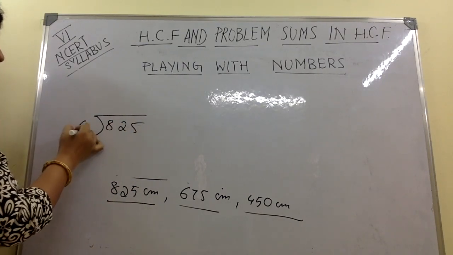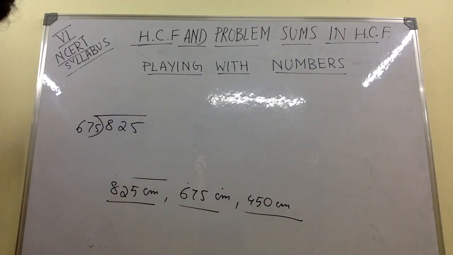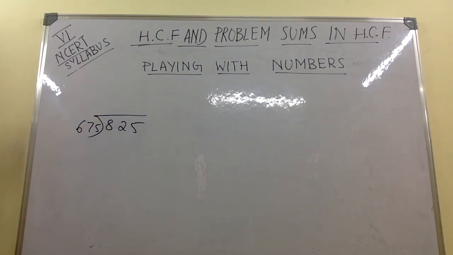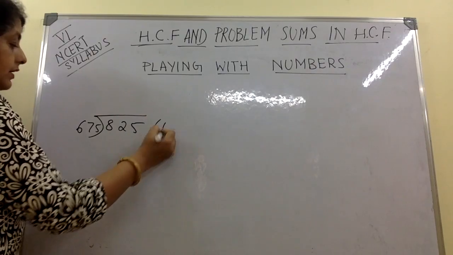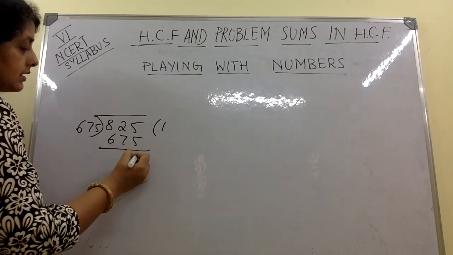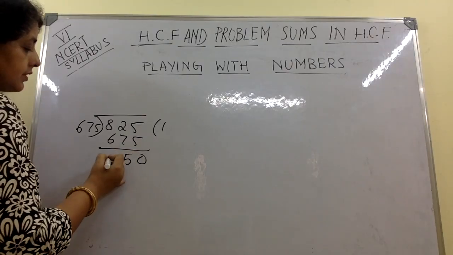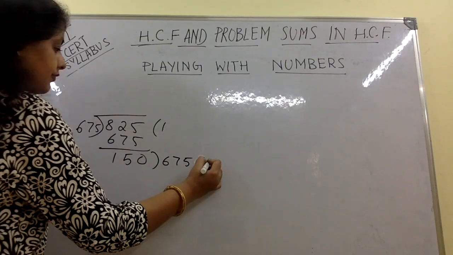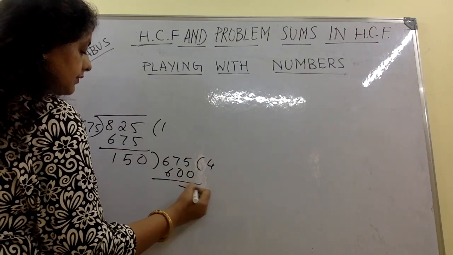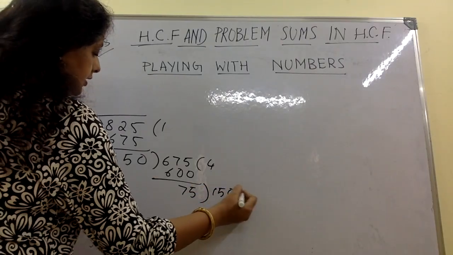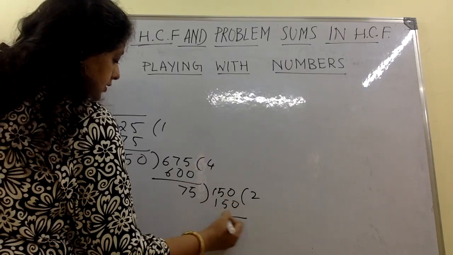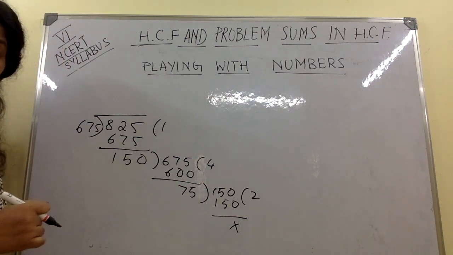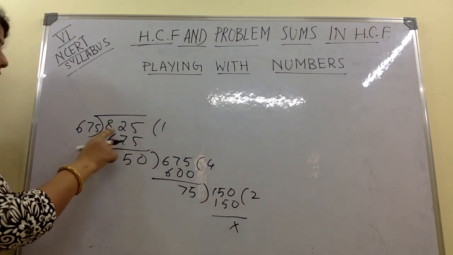8, 25 and 675. Okay. Now here 1, 6, 75. This is 0 and 5 and 1. 6, 75. Yeah. This is clearly 4 will give me a 600. Then 75. This is 150, which is 2. So 150. Okay. So this is 150, 75. So this is the number which is the HCF of these two numbers.